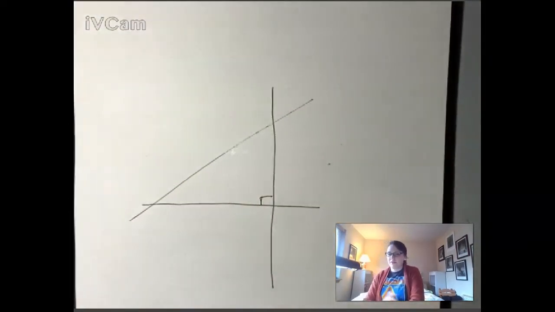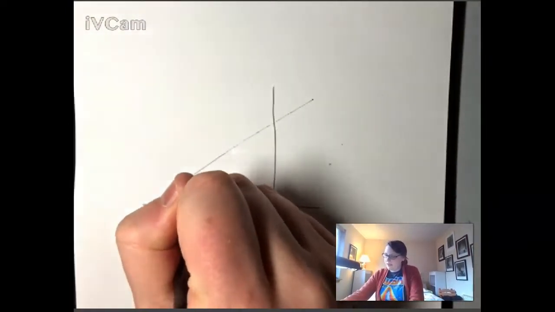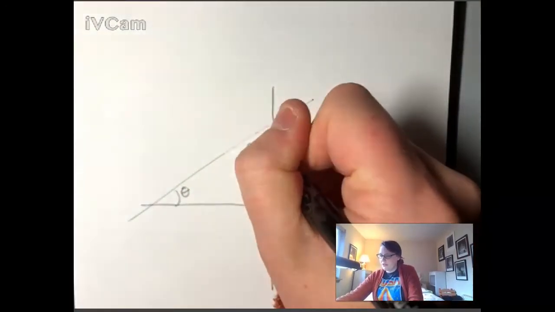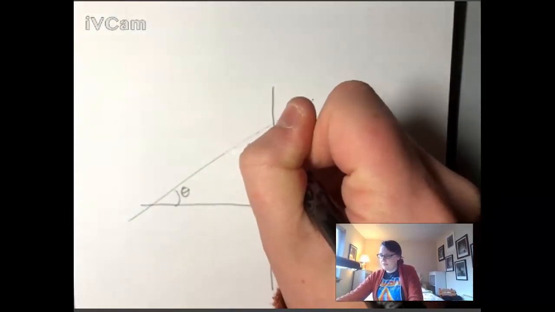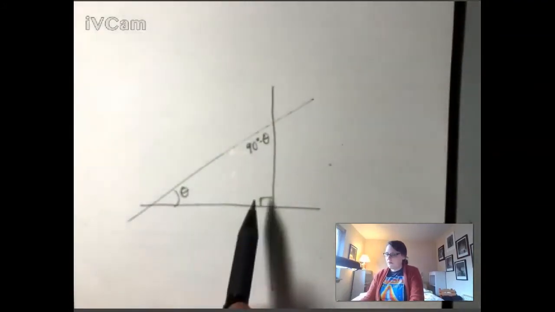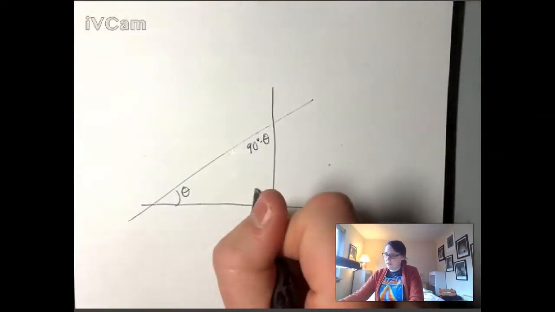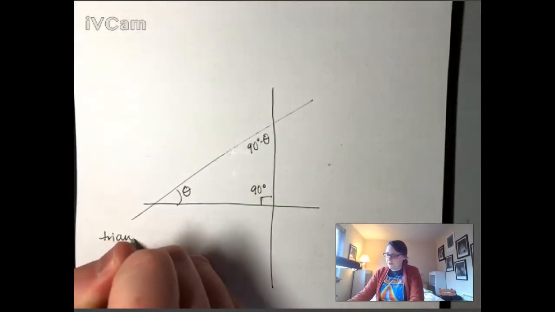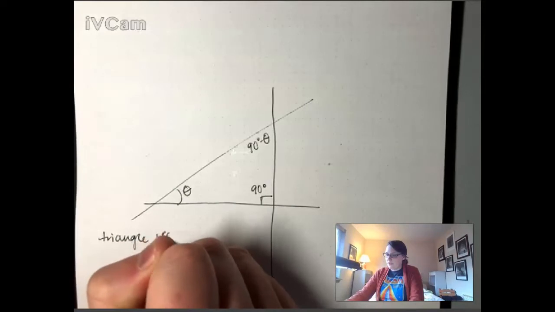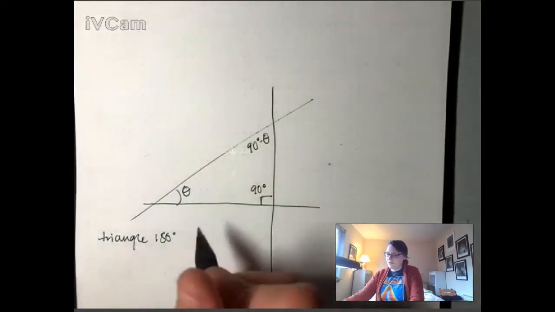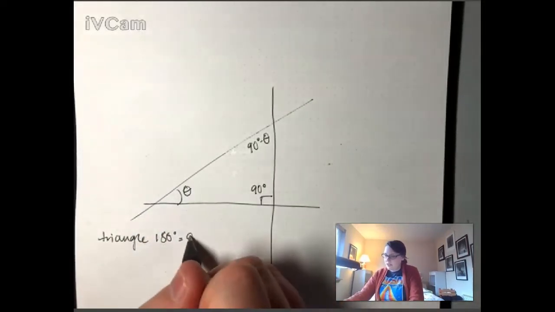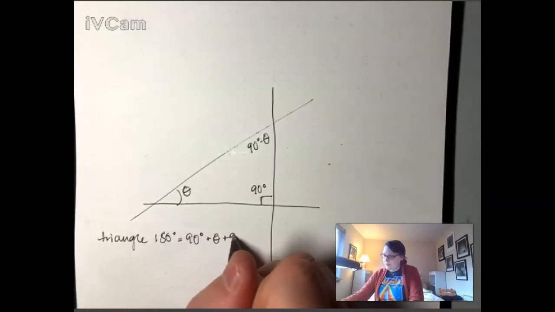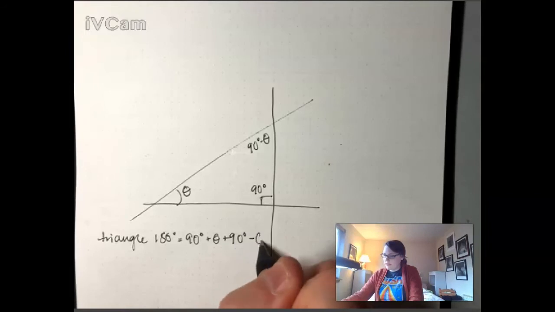This is a right angle. Here's my angle theta. I know this angle has to be 90 degrees minus theta because the total in a triangle has to be 180, right? We're using the rule that a triangle has 180 degrees total. So let's add all of these up. 90 degrees plus theta plus 90 degrees minus theta.